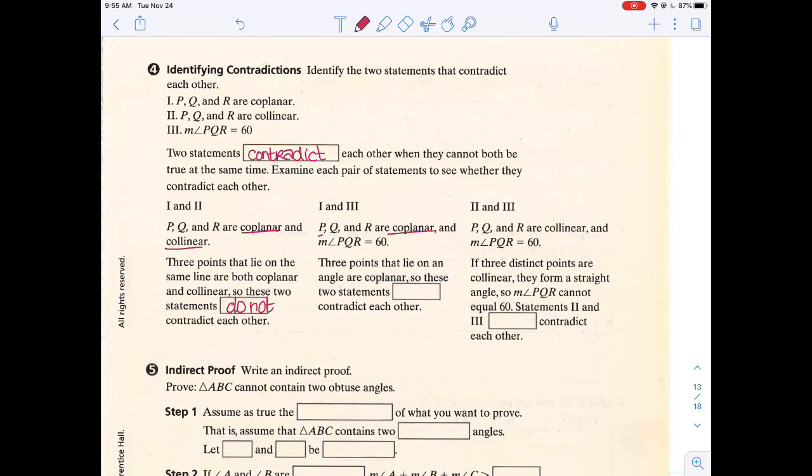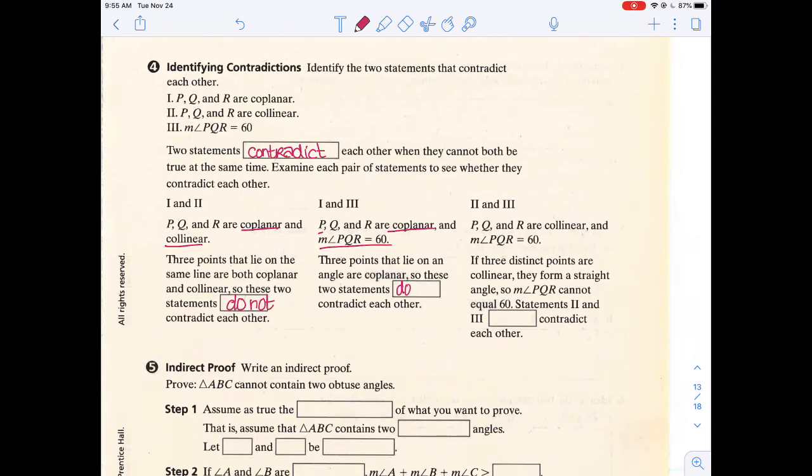P, Q, and R are coplanar and their angle is 60 degrees. 3 points that form an angle are coplanar, so these statements do not contradict each other. Now, this is saying collinear and that they form an angle of 60 degrees. If 3 distinct points are collinear, they form a straight angle, so the angle cannot be 60 degrees. So these two statements do contradict each other.